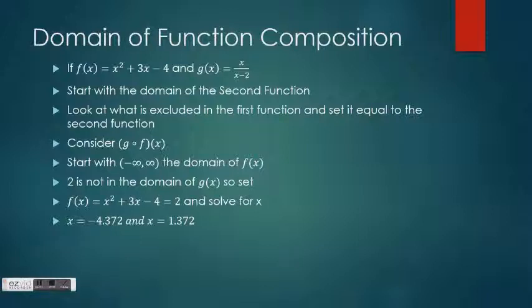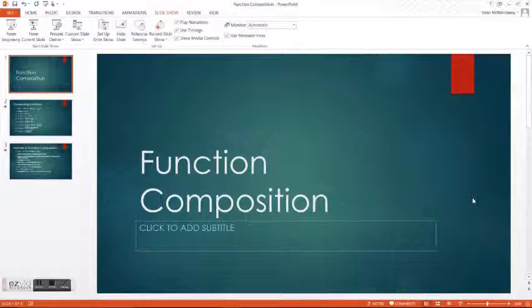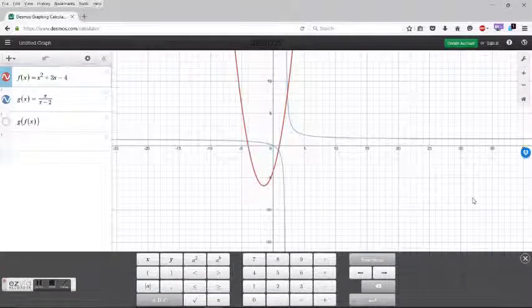So those values will set f of x equal to 2, but f of x is being put into g, and we can't have 2 put into g. So that means those values get excluded. So our domain becomes this here: negative infinity to negative 4.372, union negative 4.372 to 1.372, union 1.372 to infinity. All right, so that was the nitty-gritty detail about it.